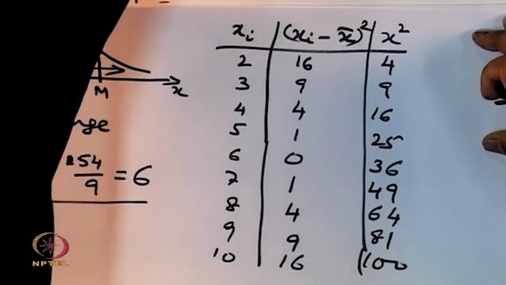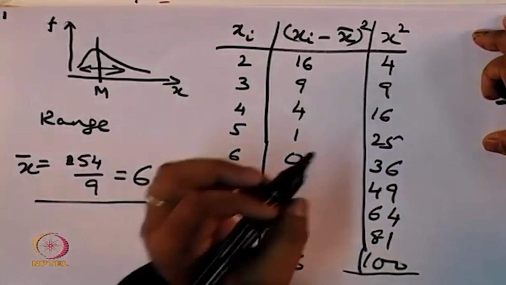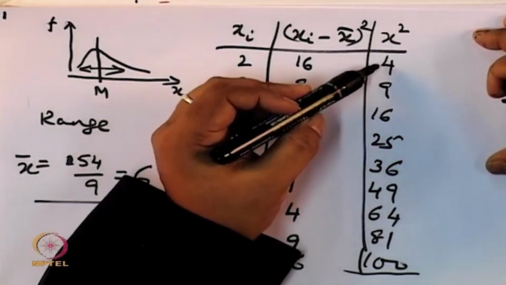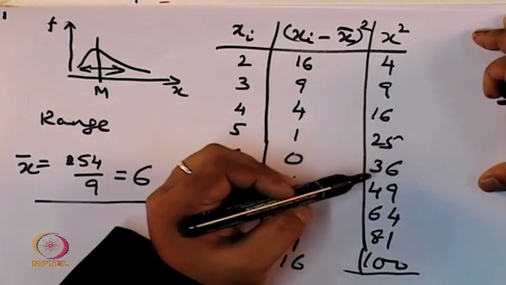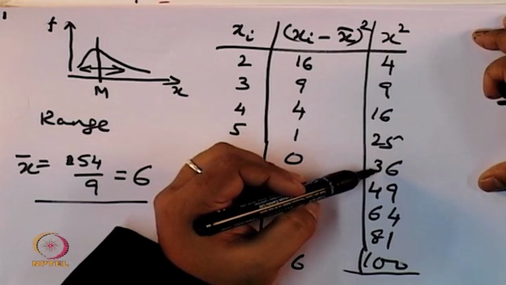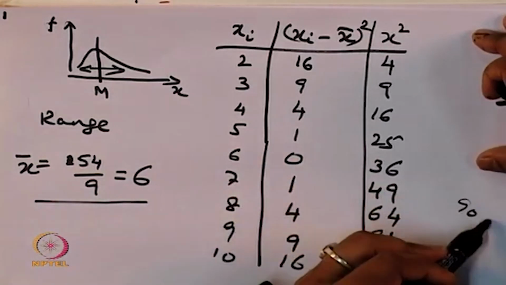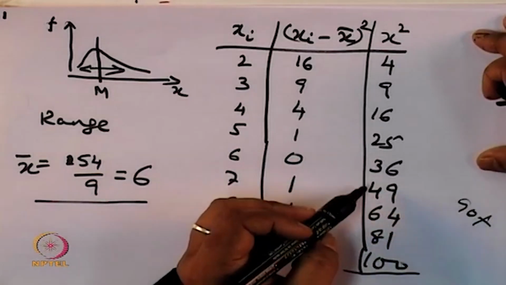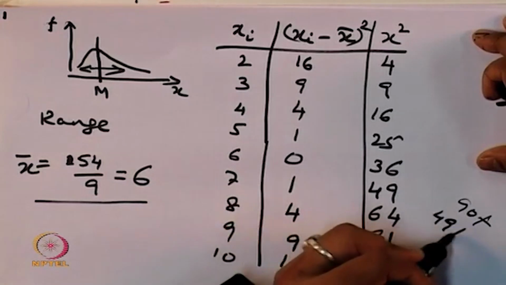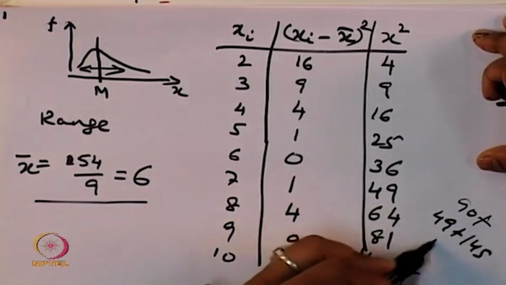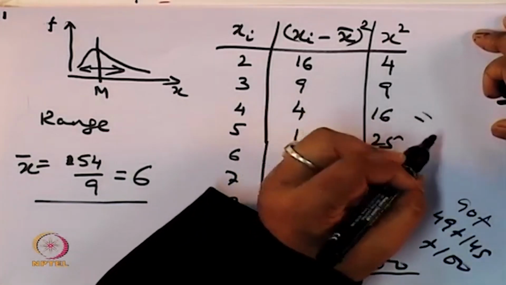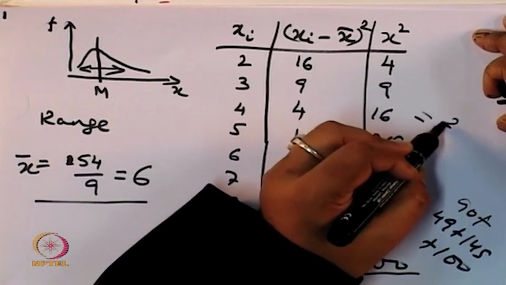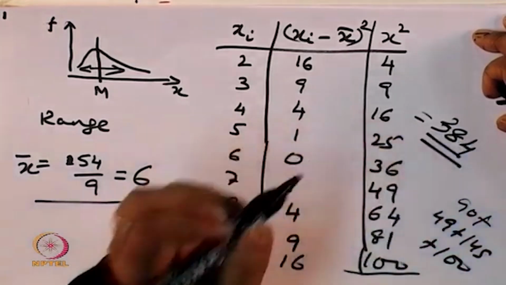Now I have to add up all these x squares. So, let us see what this gives us. 13 and 16 is 29, 29 and 25 is 54, 54 and 36 is 90, then 90 plus 49 is 139, plus 64 is 203, 81 makes 284, plus 100 gives 384. So, this is summation x square.